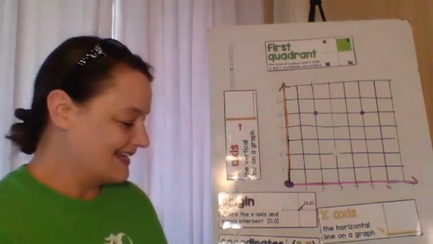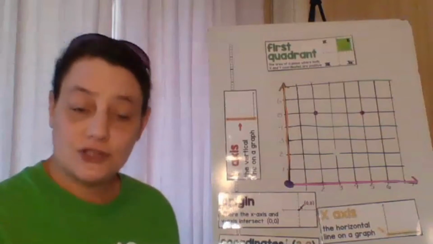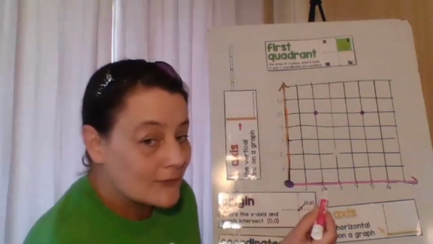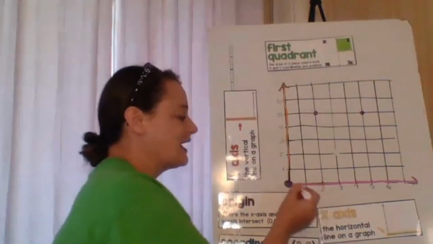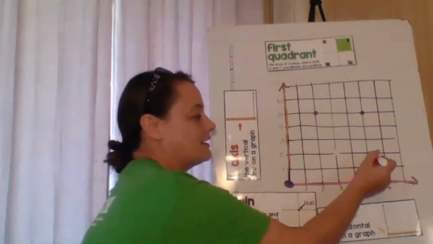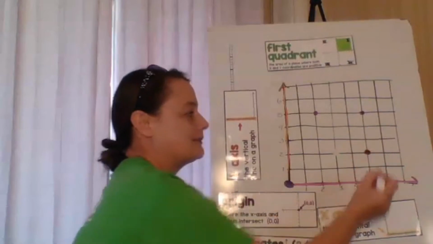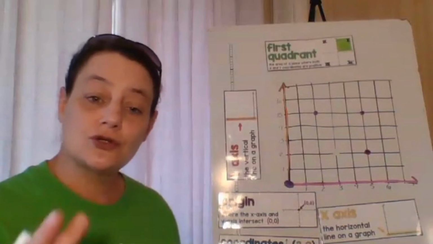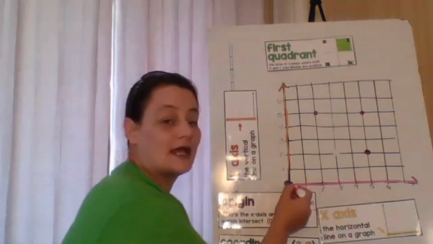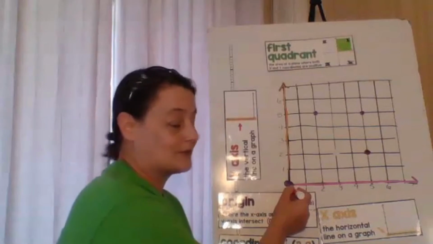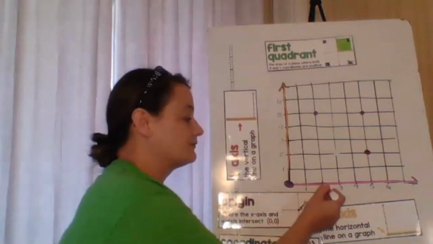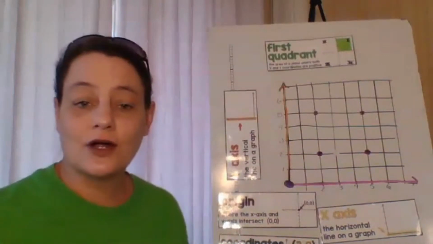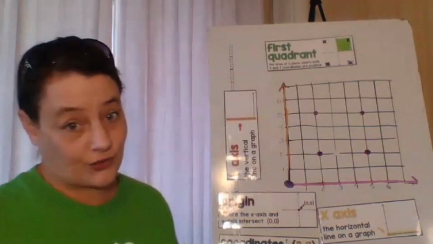Okay. My next one is 5, 2. So I start here, which is called my origin. I go over 5 and up 2. Plot my point right there, okay? Well, the last one that I have is 2, 2. So once again, I start right here every time, okay? I go over 2, up 2, and I plot my point. So we have plotted all 4 of those points on our coordinate grid.